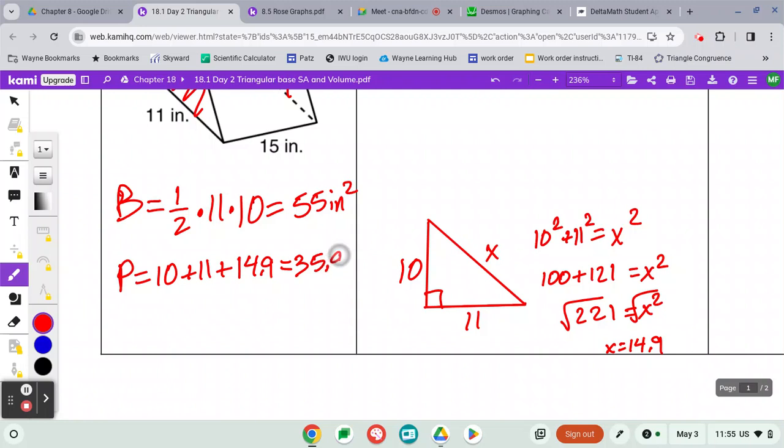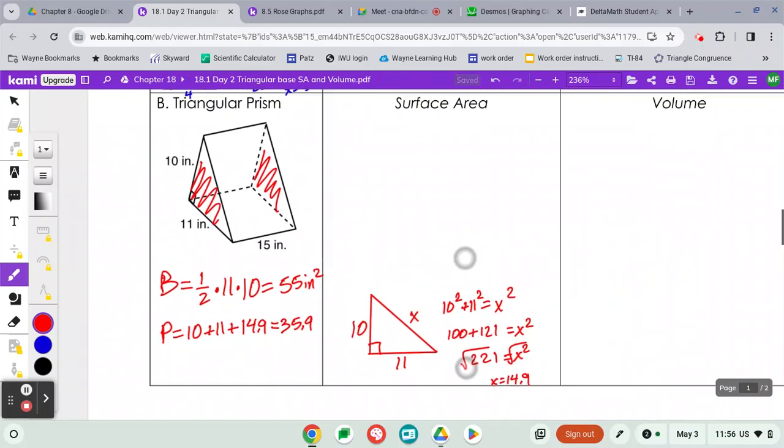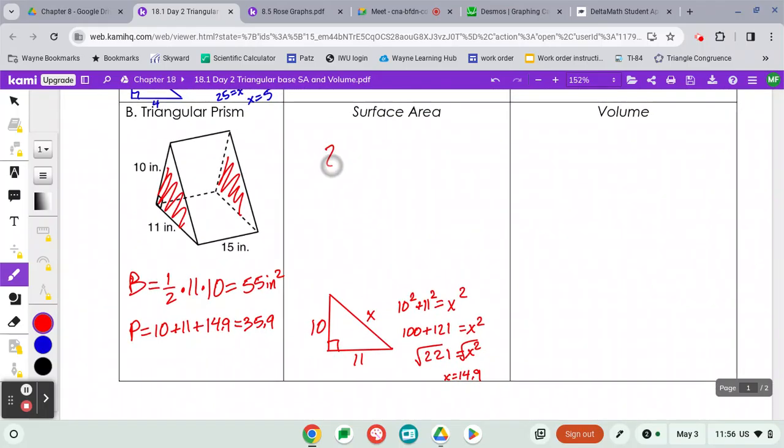Yeah, so if you round it differently, 35.87, I'll get 35.9. Okay, now we have all that we need. So it's 2 times the area of the base, which we found was 55, right? Plus the perimeter is 35.9. What is the height of my prism? 15.